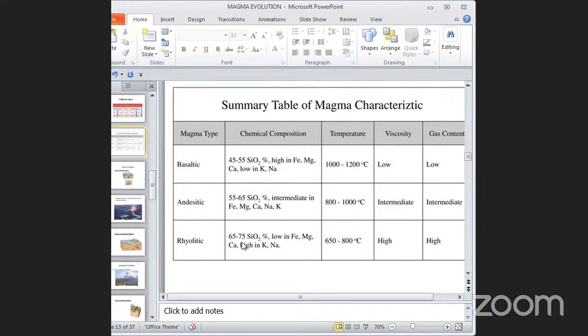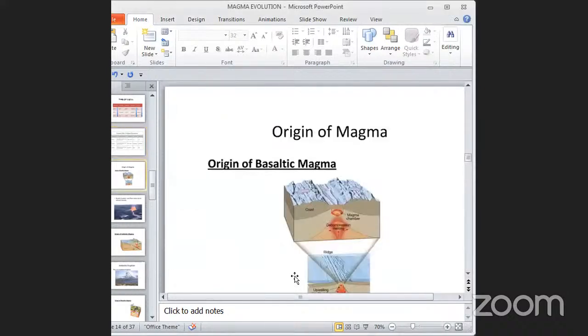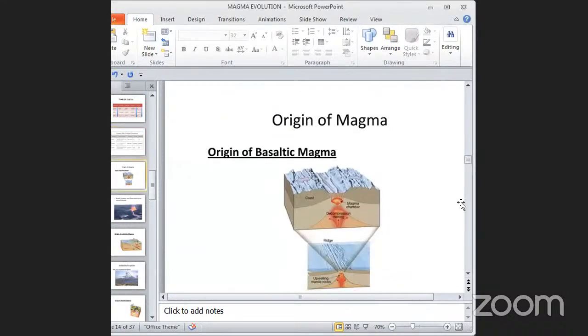And rhyolite, you see here silica percentage 65 to 75, and the available minerals iron, magnesium, calcium are low in content, and high in potassium and sodium. So the temperature is 650 to 800 degrees Celsius. So viscosity is high and gas content is high, right?